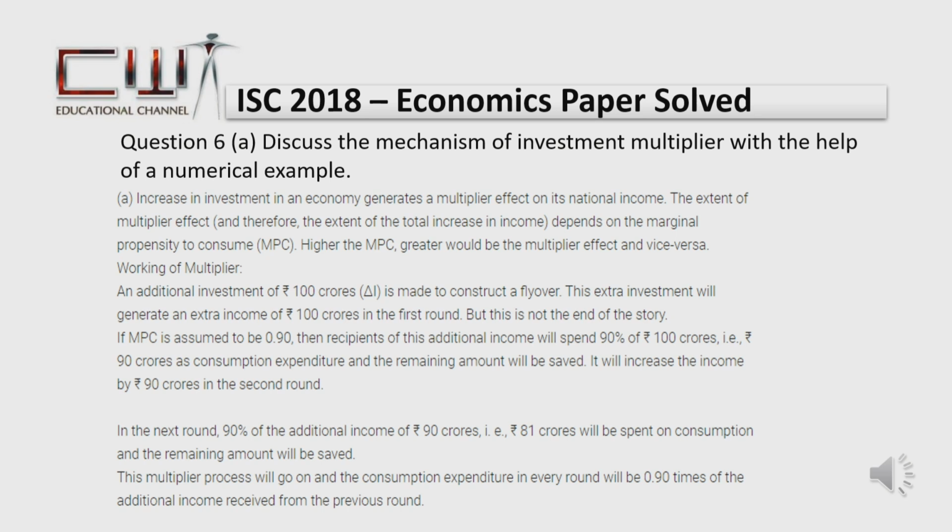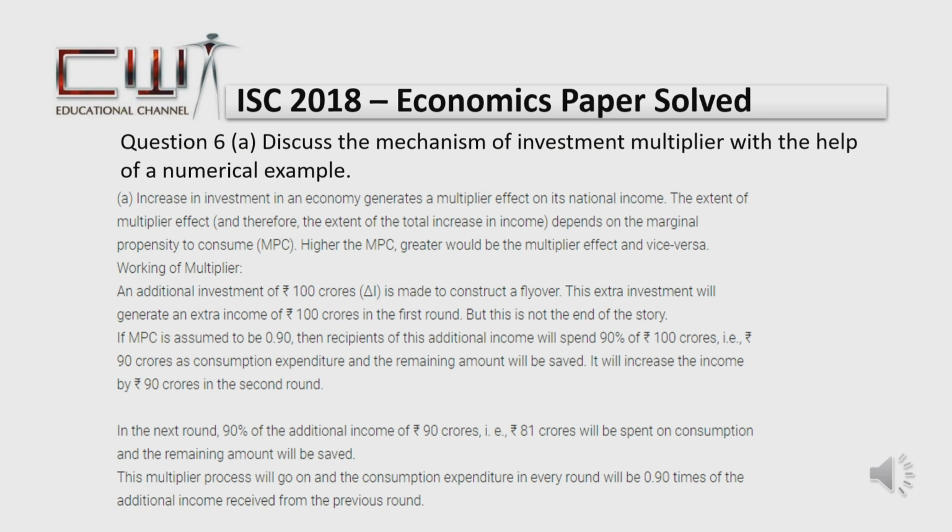An additional investment of rupees 100 crores, that is change in investment, is made to construct a flyover. This extra investment will generate an extra income of rupees 100 crores in the first round. But this is not the end of the story. If MPC is assumed to be 0.9, then recipients of this additional income will spend 90% of rupees 100 crores, that is rupees 90 crores, as consumption expenditure, and the remaining amount will be saved.